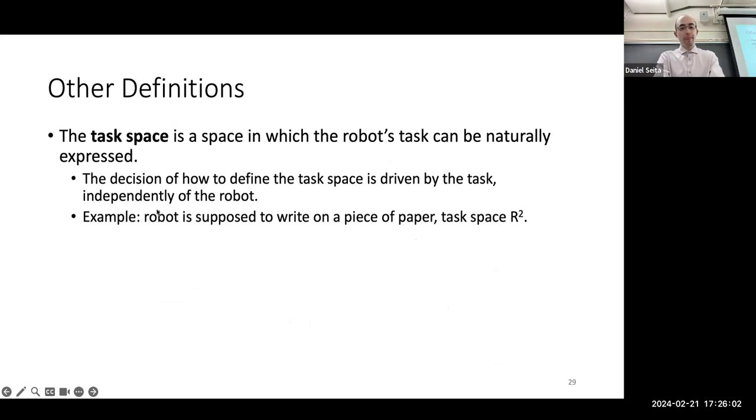So if you have a robot that is trying to do something like write on a piece of paper, those robots do exist, by the way. You've seen the robots that have a pen and then they control it, right? Or paint. Look on YouTube if you haven't seen it. So if the robot is supposed to write on a piece of paper, then your task space is R2, because you specify it in X, Y.